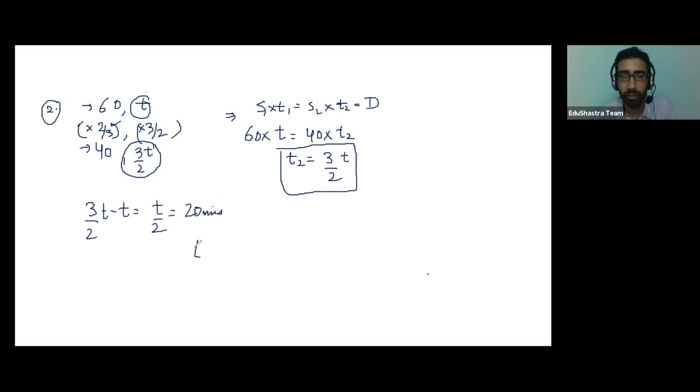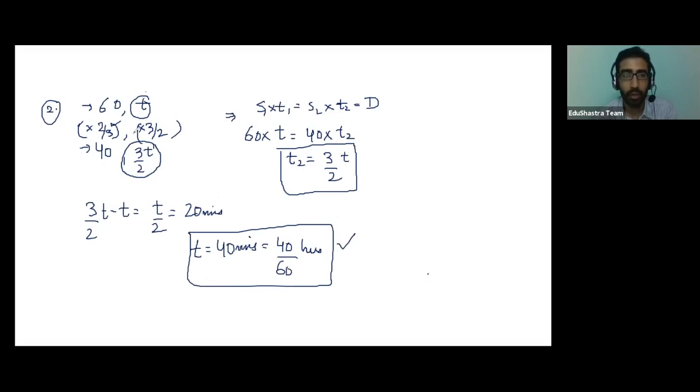And now you can solve. You have time, which is 40 minutes, which you can convert to hours. 40 minutes becomes 40/60 hours. You have time in hours. You have the speed 60. You can get the distance if you multiply 60 and t. The distance obviously has to be 60t. 60 into 40/60. 60 cancels out, you get 40 kilometers as your answer.